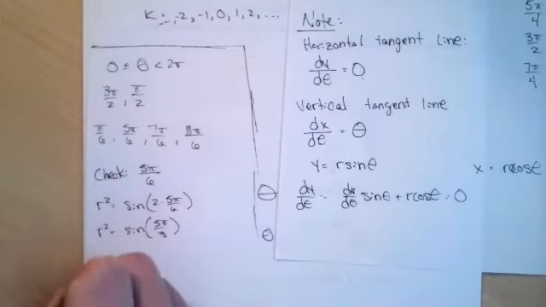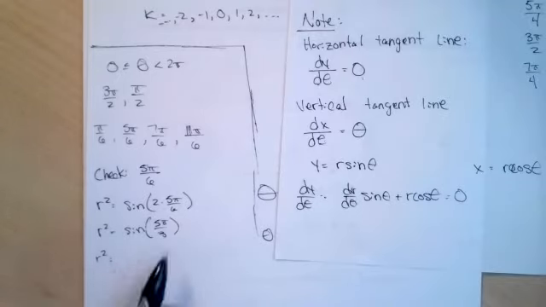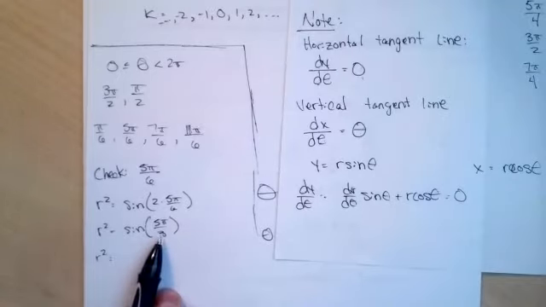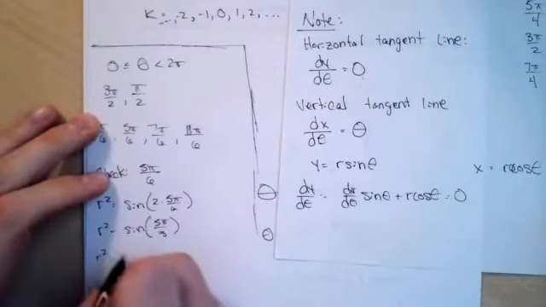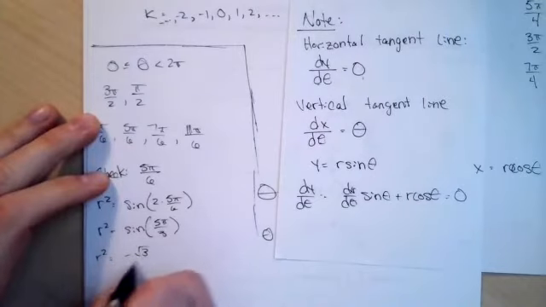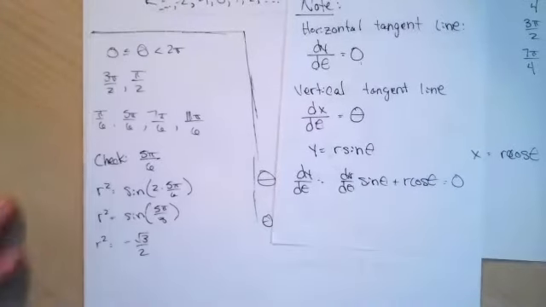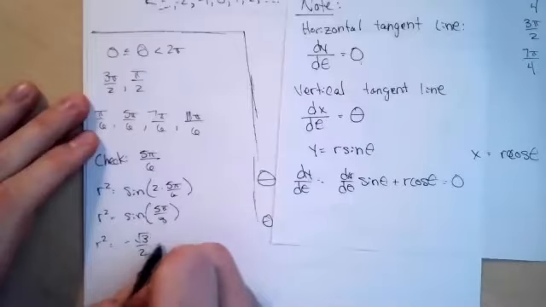And what's sine of 5 pi over 3? It's going to be a pi over 3 reference angle in the fourth quadrant. So sine of 5 pi over 3 is negative root 3 over 2. Yeah, negative root 3 over 2, yep. And so it does not exist.